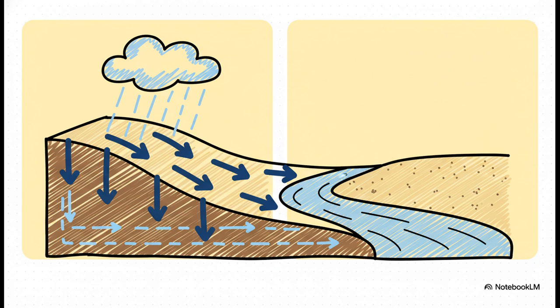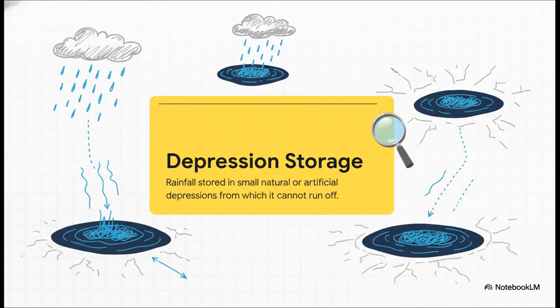The portion that flows over the land, making its way to streams and rivers, is what we call runoff. And this happens in two main ways. There's surface runoff, which flows over the land, and then there's subsurface runoff, which moves sideways just underneath the surface. And you know those small puddles that form after a storm? The water that gets trapped in little dips on the land and can't run off? That's known as depression storage. That water will eventually either evaporate back into the air or finally infiltrate into the ground.